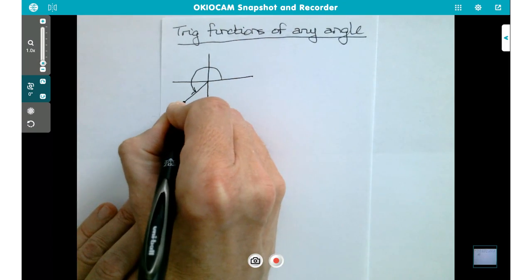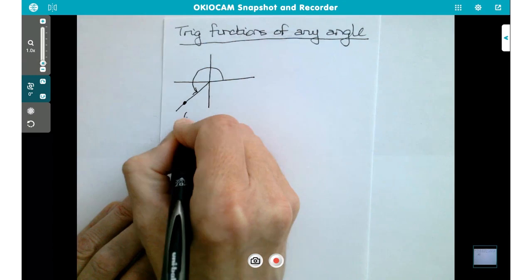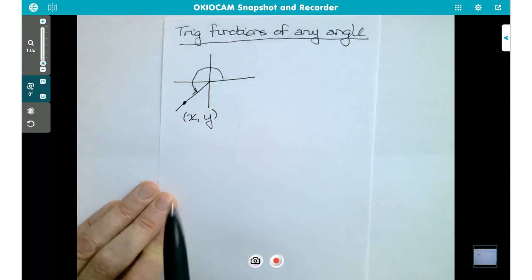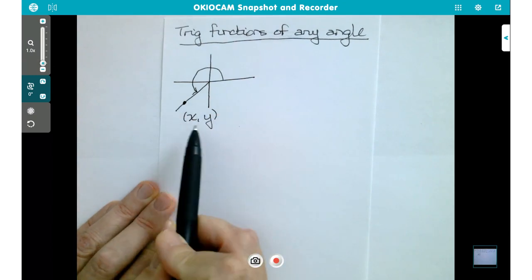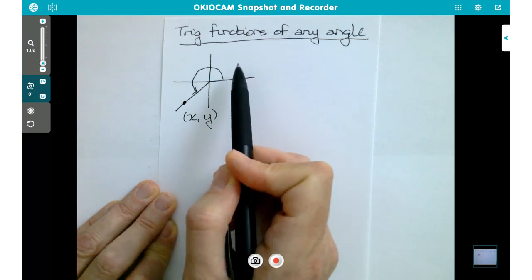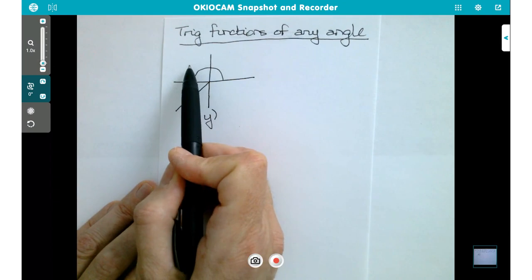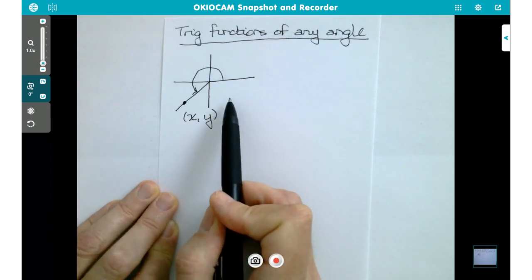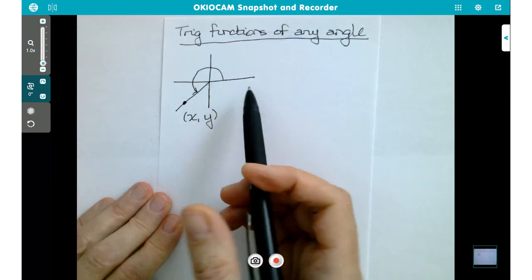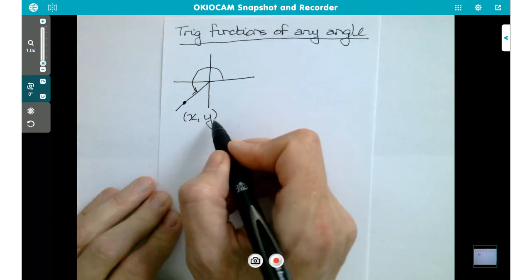I'm going to locate a point on the terminal side of my angle. That's a point, so it has coordinates x, y. Since I'm in quadrant 3, x and y are each going to happen to be negative. If I'm in quadrant 1, they were both positive. For 2, x is negative and y is positive. For 4, x is positive and y is negative. That's just the way the coordinate system works. So happens to be I'm in quadrant 3.